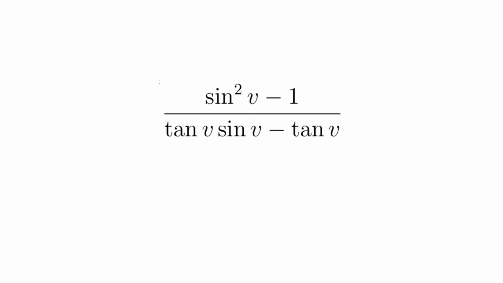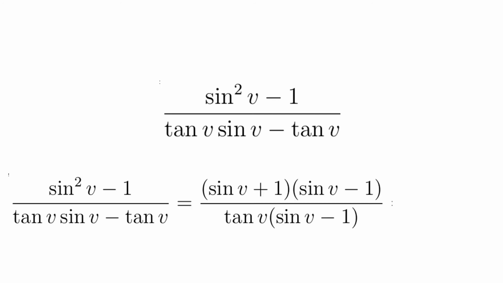Now let's simplify an expression using factoring. We begin with sine squared of v minus 1 over tangent of v times sine of v minus tangent of v. So what can we do with this? The numerator can be considered the difference of 2 squares, which we can factor into sine of v plus 1 times sine of v minus 1. In the denominator, tangent of v is a common factor, so we'll factor it out.